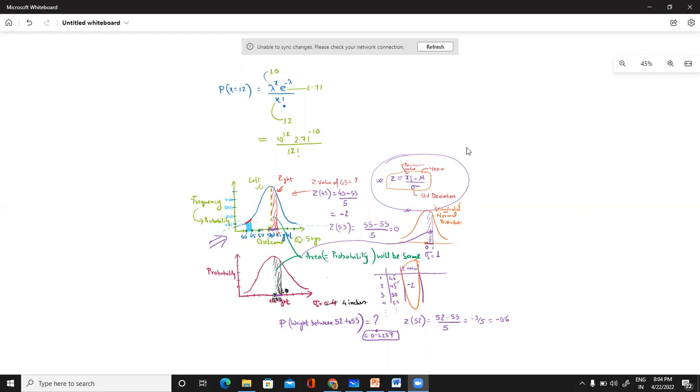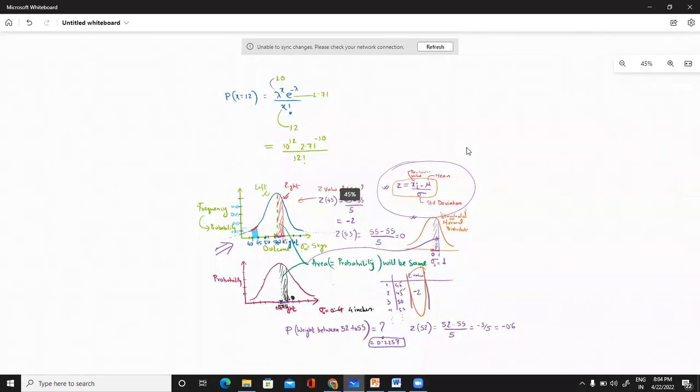So what we have here is we convert the value of the variable we are looking at into its z value. Z value is essentially distance from the mean. Z value, I'll try to write it.